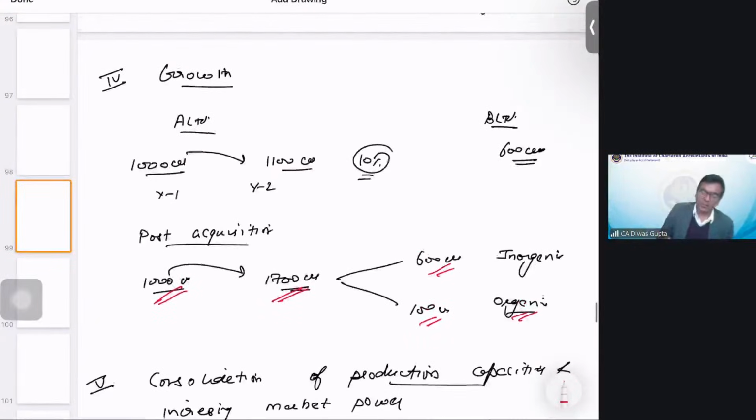Okay. Now, growth is also one of the important parameters for mergers and acquisitions because you want your businesses to grow. You want your P&Ls to grow. Because of that, you look for possible opportunities to acquire.